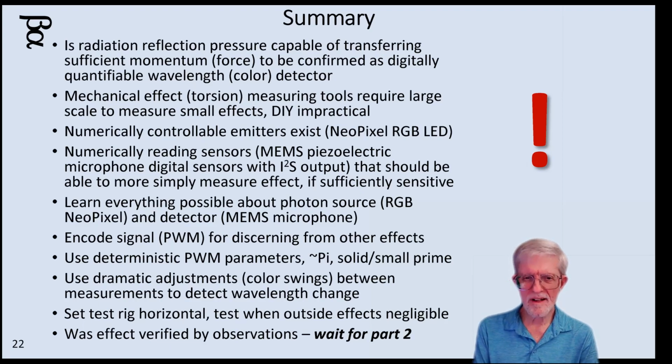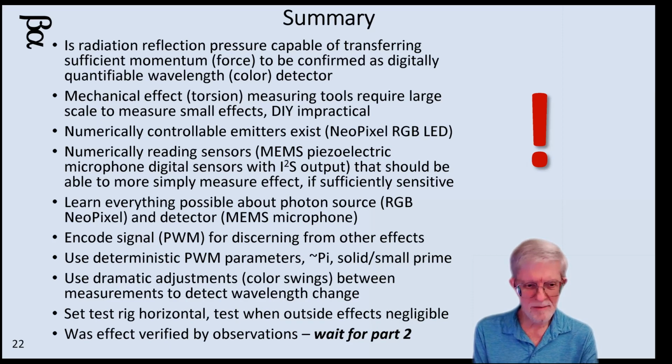And if it's quantifiable as a color difference based upon the force difference by the wavelength, then we have a new way of measuring color that doesn't require lenses on top of pixels. It just requires a whole lot of little pieces of zinc oxide, a new way of making a color camera. I looked at trying to get a nanonewton torsion measurement scale, and those things are fairly complicated and cost a lot of money. So I said, let's see something simpler. I can numerically control a NeoPixel RGB LED, and I've got a MEMS piezoelectric microphone circuit. Hopefully it's sufficiently sensitive, but won't know until we try.